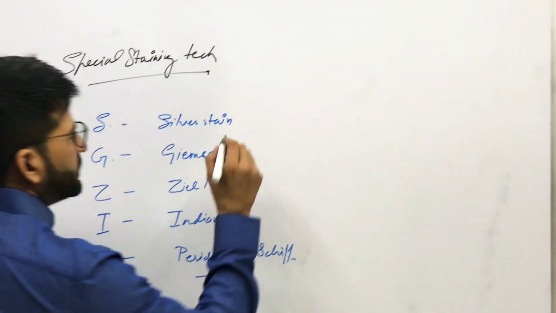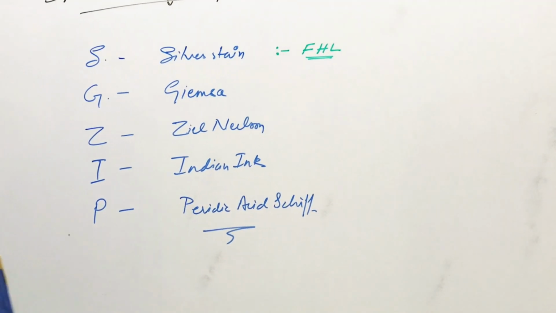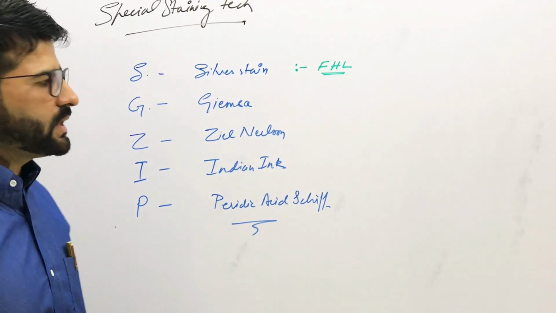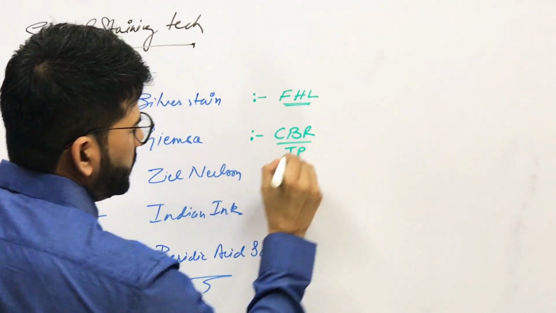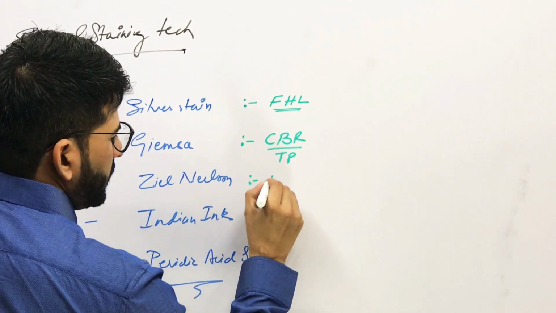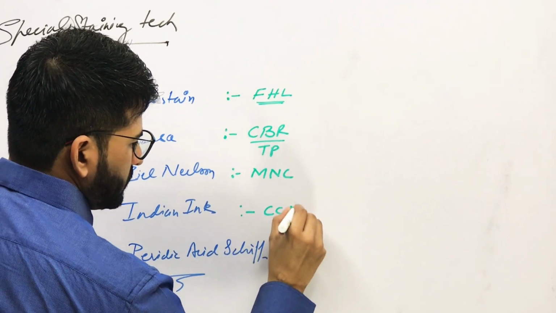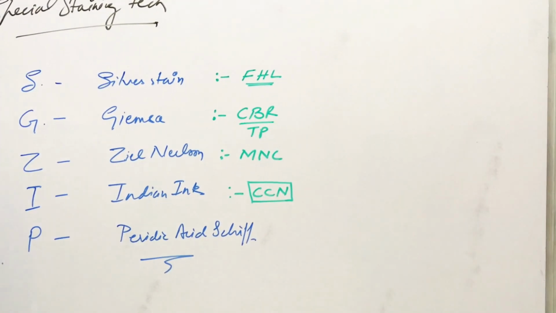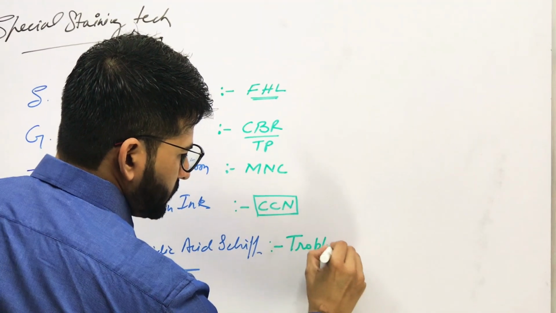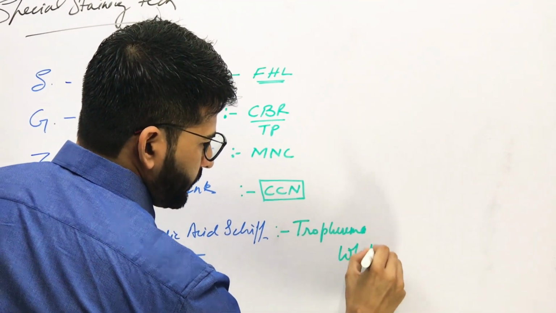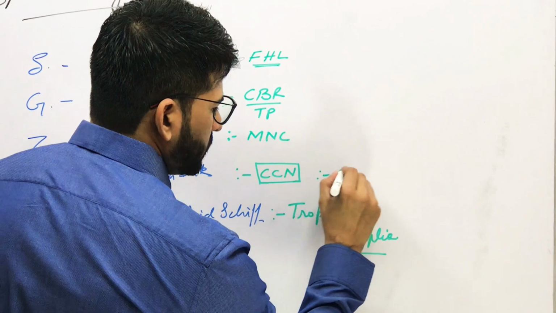To remember the list, the silver stain, FHL, like you have DHL, the very big logistic company. Similarly, the DHL, try and remember FHL. Giemsa staining, CBRTP. Ziehl-Neelsen staining, MNC. Indian ink, this is one bacteria, Cryptococcus neoformans. And periodic acid Schiff, one bacteria, that is Tropheryma whipplei, which causes Whipple syndrome.